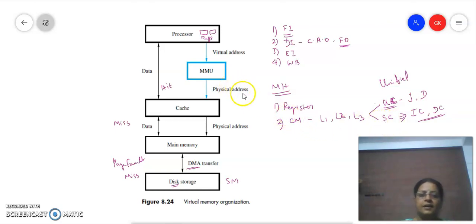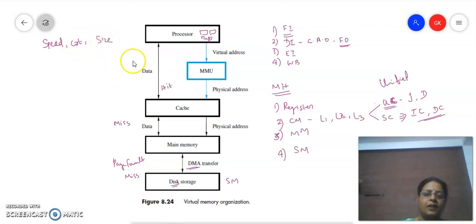Now, after the cache memory, the next level we are going to see is the main memory, and after this main memory we have the secondary memory. As we move away from the processor, these levels are going to have increased capacity and reduced speed, and the cost will also be decreasing. So now across these different levels we are going to compare three parameters, namely the speed, the cost, and the size. All these three parameters are important, and they vary across different levels.